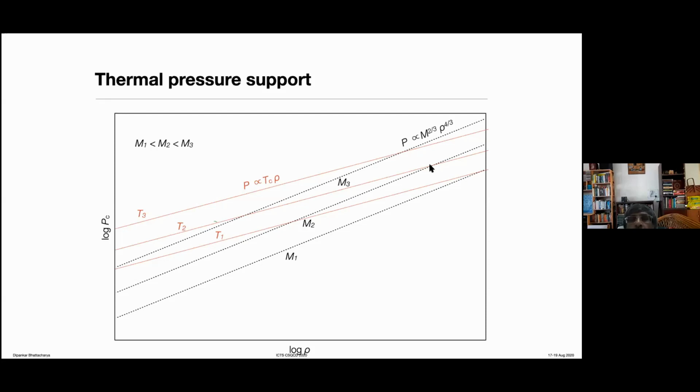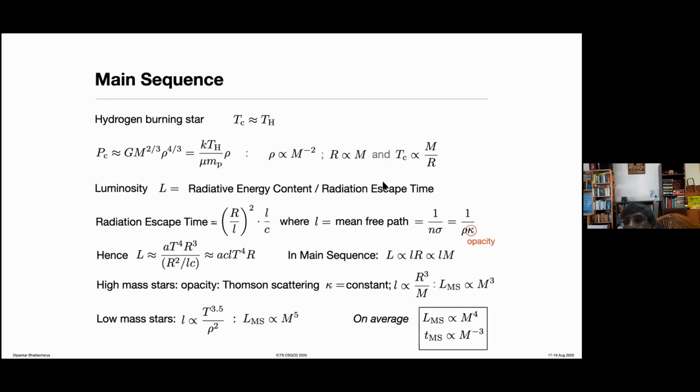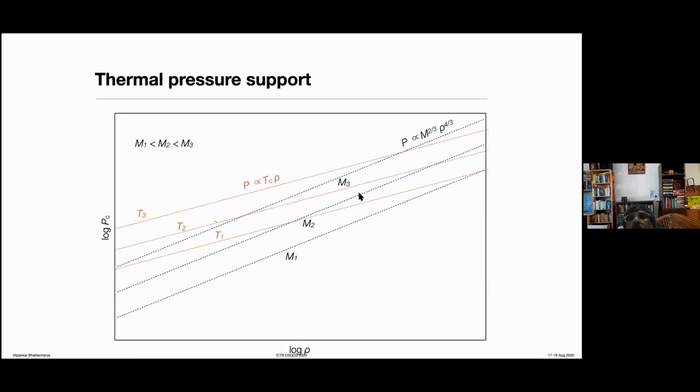And this is what we will see when we talk about stellar evolution. Now, the primary fuel a star has, which it can consume to produce energy, is hydrogen. The primordial composition that a star is born with is roughly 75% hydrogen and 25% helium.